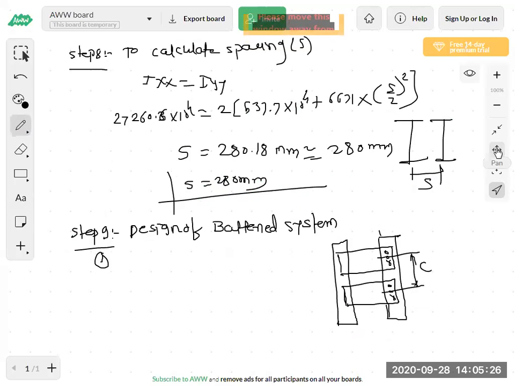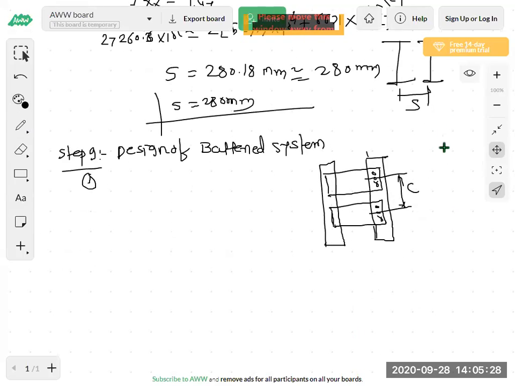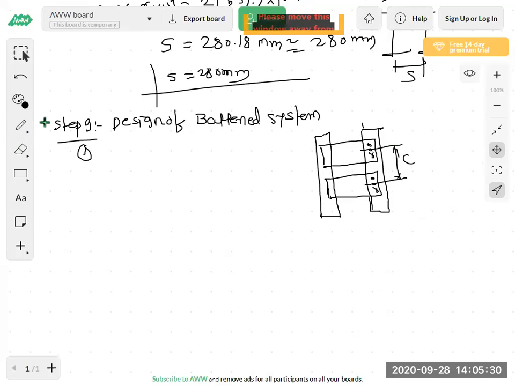Now the next step is we have to design the batten system. In the batten system, if we see these two columns, we have connected these battens, so the capital C is the center to center distance between the battens. Here we have to first calculate the batten distance.